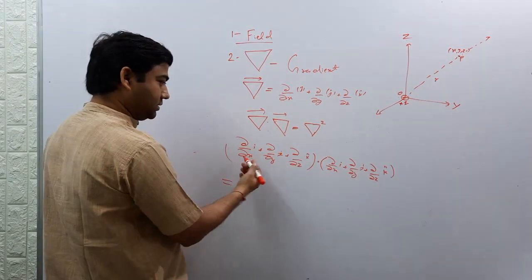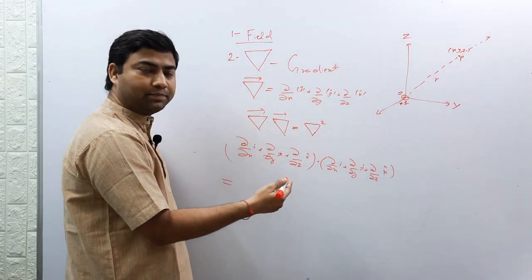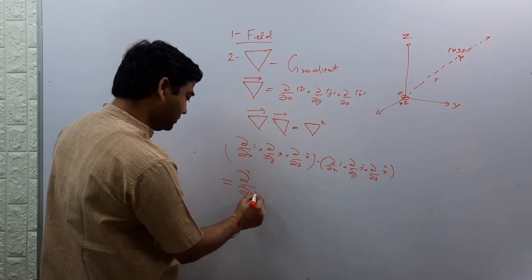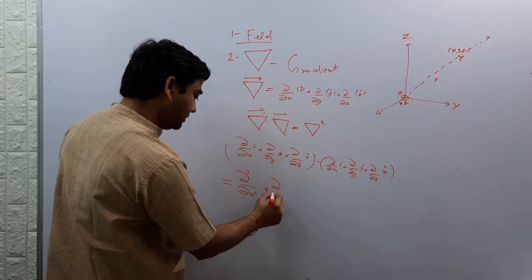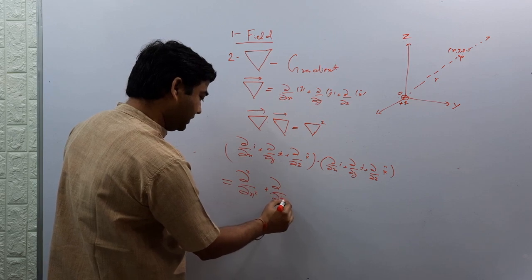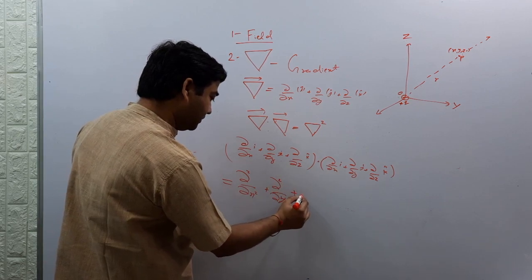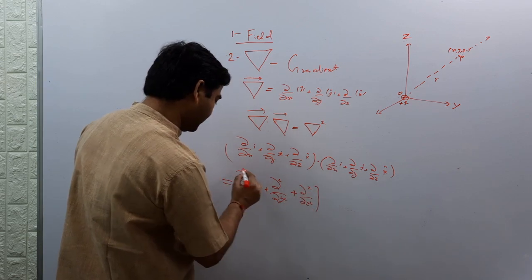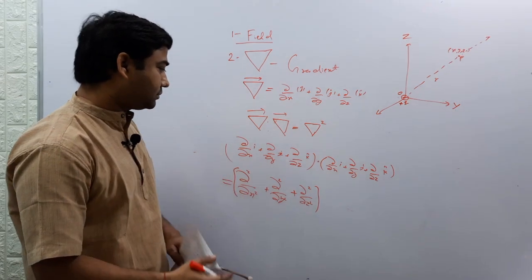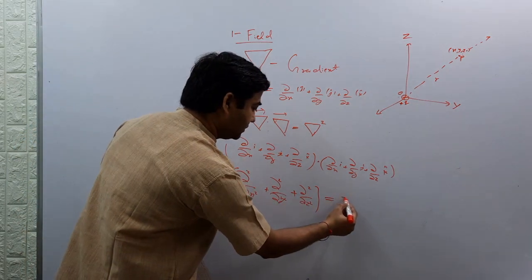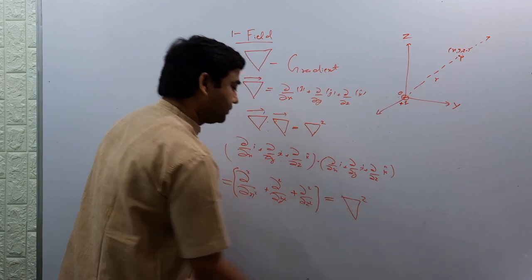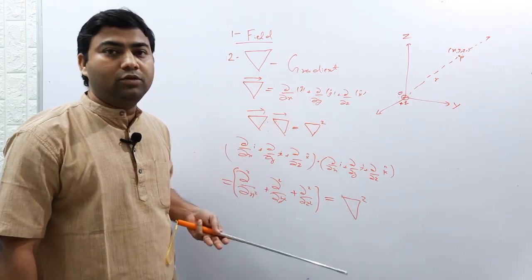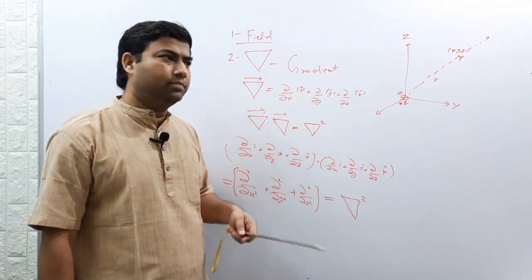So this dot product, we have discussed dot product in the vector chapter. So this will be second derivative in terms of x, second derivative in terms of y, plus second derivative in terms of z. This is del square. This del square is also called the Laplacian operator. So you need not know much about the Laplacian.